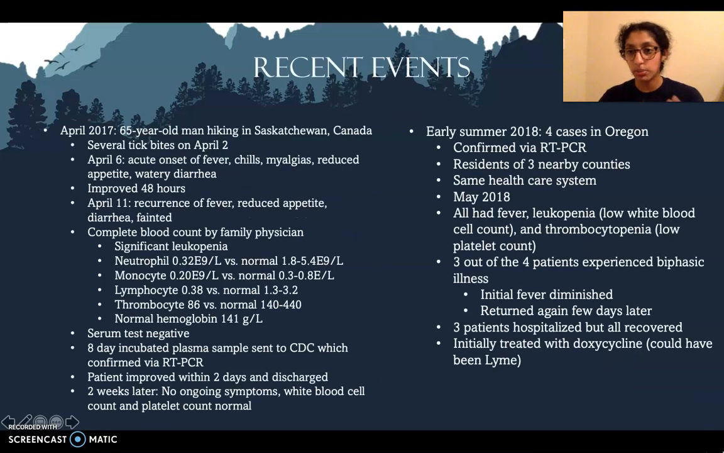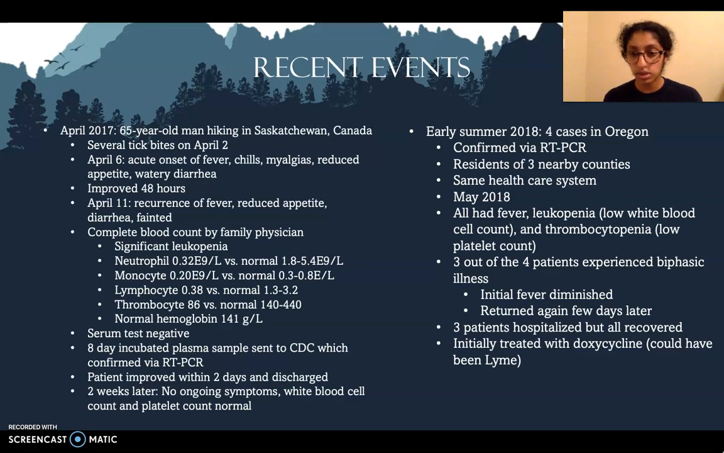Here are two recent events that I'd like to compare to help us understand CTF. One occurred in April 2017, one in the summer of 2018. In one, there was a 65-year-old woman hiking in Canada. In the other, there were 4 cases in Oregon. These people lived in 3 close-by counties, and in both of these cases, they were bitten by a tick. In the first period, symptoms were high fever, illness, chills, myalgia, and reduced appetite. They had a period where symptoms subsided, and then a second period, part of the biphasic illness, where those symptoms recurred, and they had fever, illness, chills, headache, and reduced appetite.